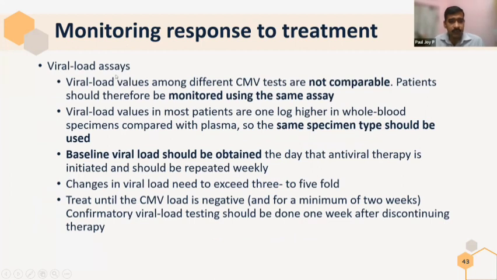Now, there are certain things which should be considered in viral load assays. The viral load values among CMV tests are not comparable. Patients should therefore be monitored using the same assay. The viral load values in most patients are 1 log higher in whole blood specimens compared to plasma, so the same specimen type should be used. The baseline viral load should be obtained the day that antiviral therapy is initiated and then should be monitored. For a significant reduction in viral load, it should be a 3 to 5-fold reduction. And the patient should be treated until the CMV load is negative and for a minimum of 2 weeks.